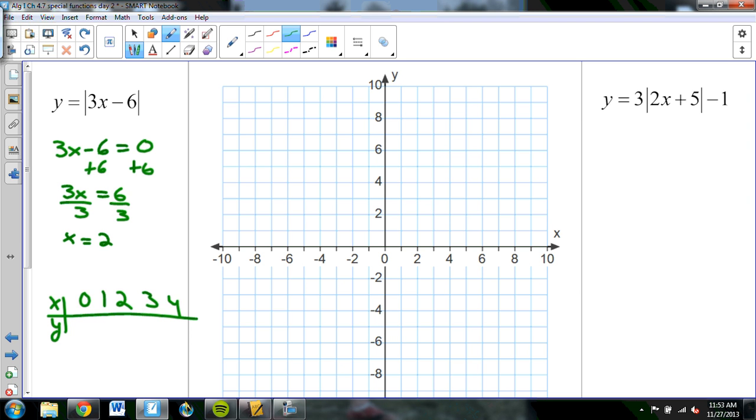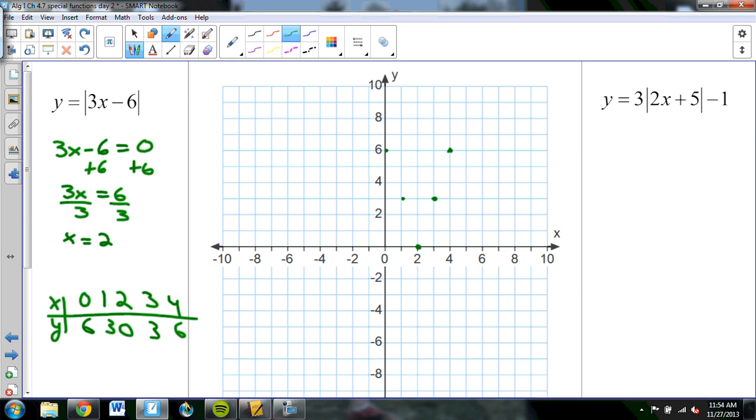If I plug a 2 in for x, 6 minus 6 is 0. The absolute value is 0, so that's the point (2, 0). That's where my corner is going to be. Plug in a 3, 9 minus 6 is 3, so (3, 3). And I'm also going to have the point (4, 6). If I plug in a 1, 3 times 1 is 3, minus 6 is negative 3. The absolute value of negative 3 is 3. The absolute value of negative 6 is 6.